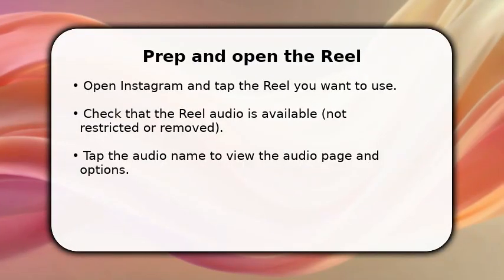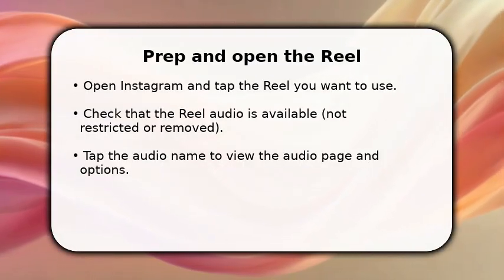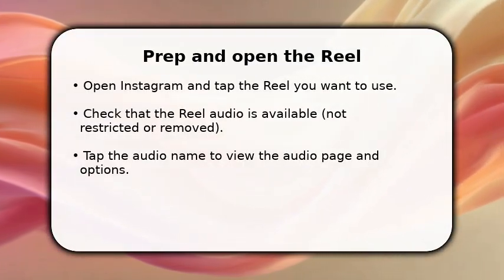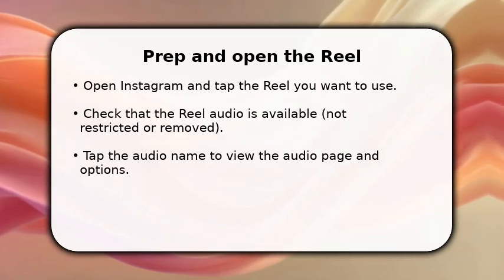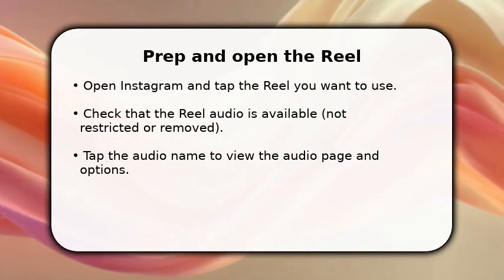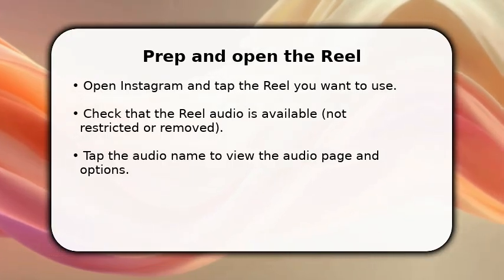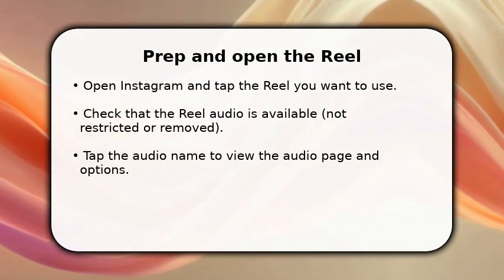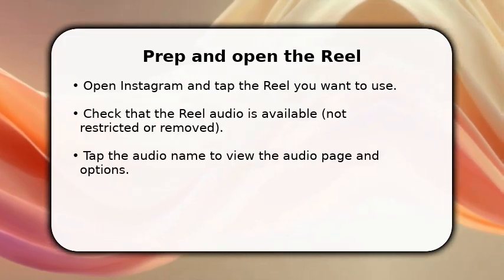You're starting with the reel open. Tap the small audio name under the creator's username to open the audio page. Once there, make sure the audio isn't restricted or deleted, because that will block sharing. Tap the three dots or the share icon to reveal options. Choose Add to your story or Send to add the reel to your story.